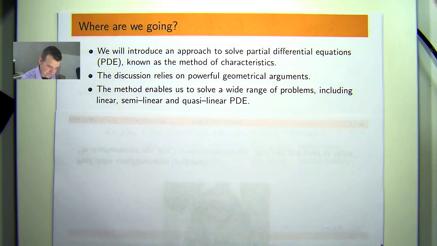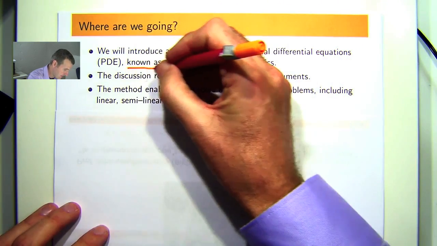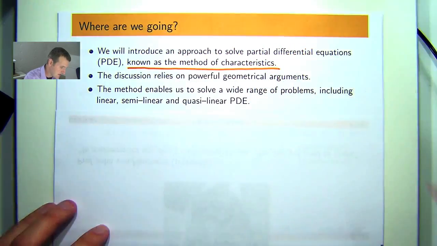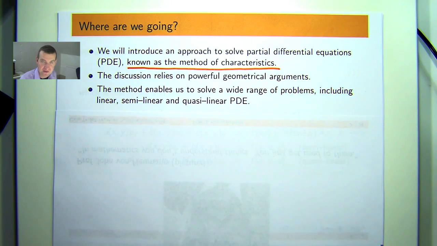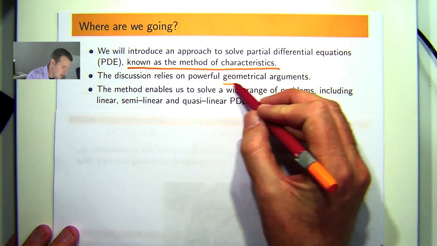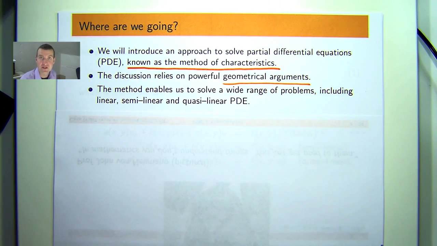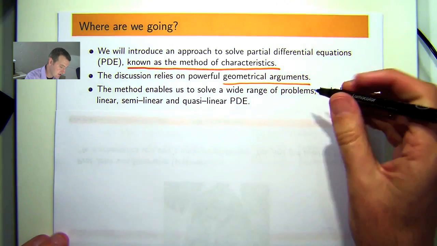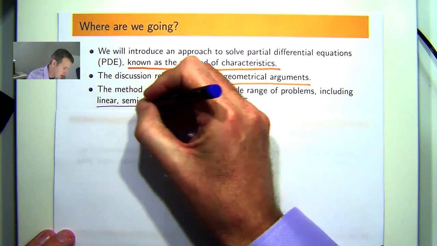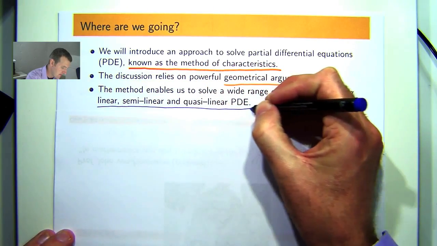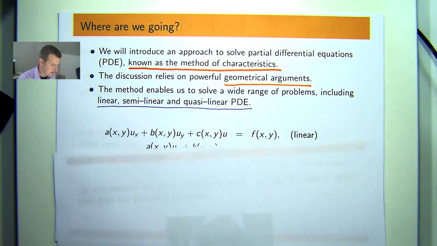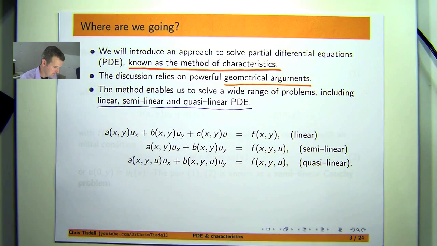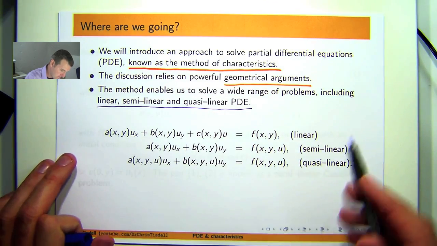Okay, so the method is known as the method of characteristics. It's a very powerful method and it relies on geometrical arguments and visualization. Now the method is very wide-ranging and it allows us to solve a range of problems, including linear, semi-linear and quasi-linear PDE. So here are some general forms.